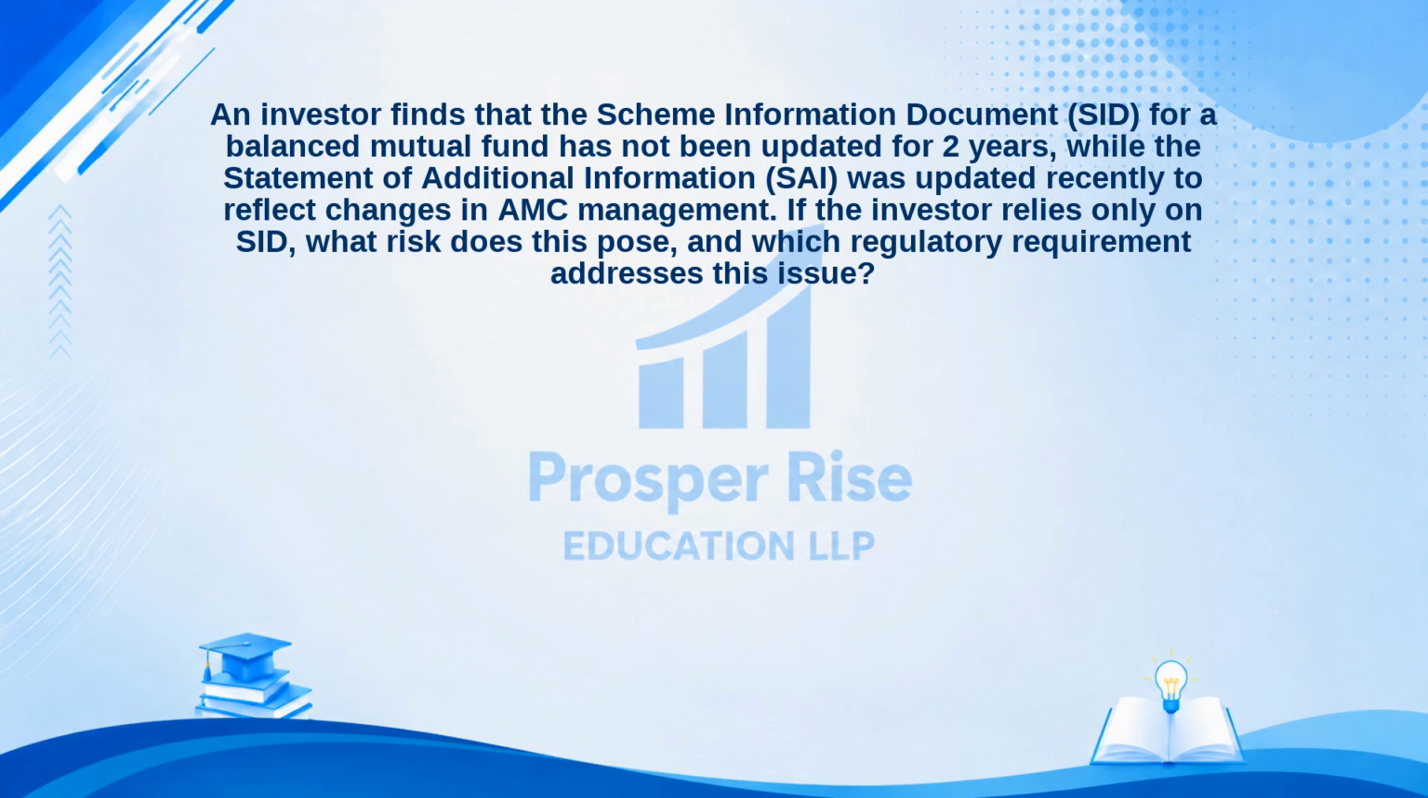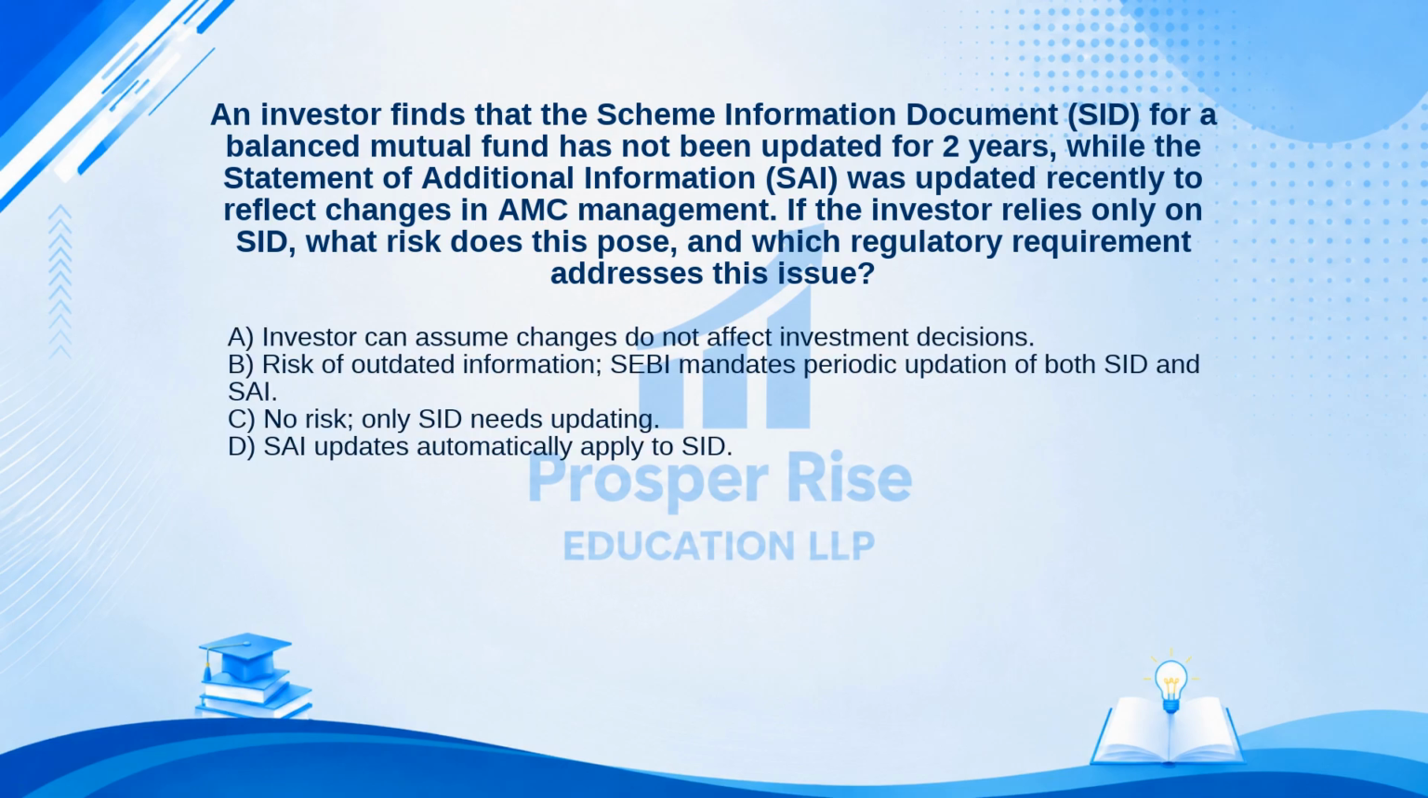An investor finds that the Scheme Information Document (SID) for a balanced mutual fund has not been updated for 2 years, while the Statement of Additional Information (SAI) was updated recently to reflect changes in AMC management. If the investor relies only on SID, what risk does this pose, and which regulatory requirement addresses this issue? Here are your options.